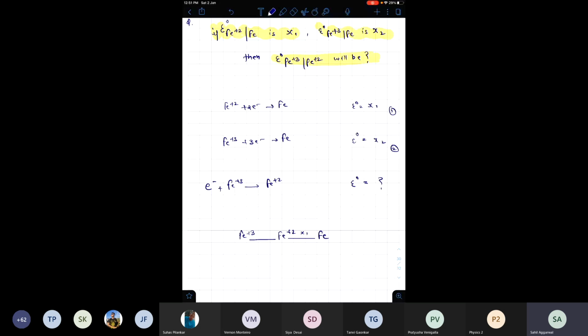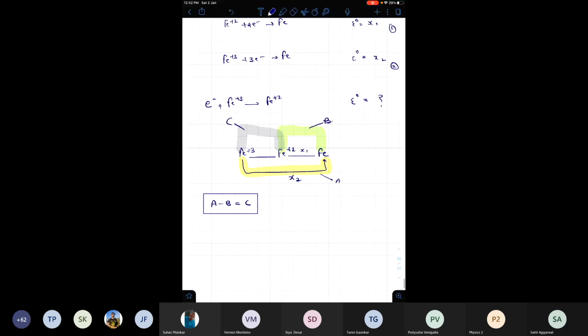Now you can simply see, if from A I subtract B, I will get C. A minus B equal to C. Any doubt in this? If you subtract B from A, you will get C.